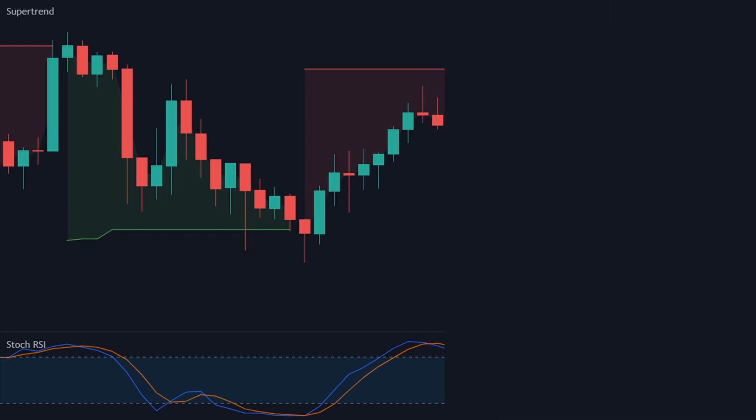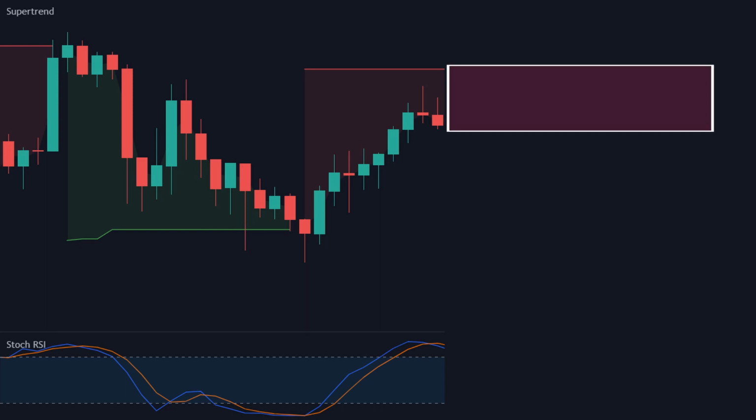This will be our first example short trade. As we can see on our screen, the Stochastic RSI just crossed there. Then the cross happened above the blue area. Then the price is below Supertrend. We should prepare our short trade here.